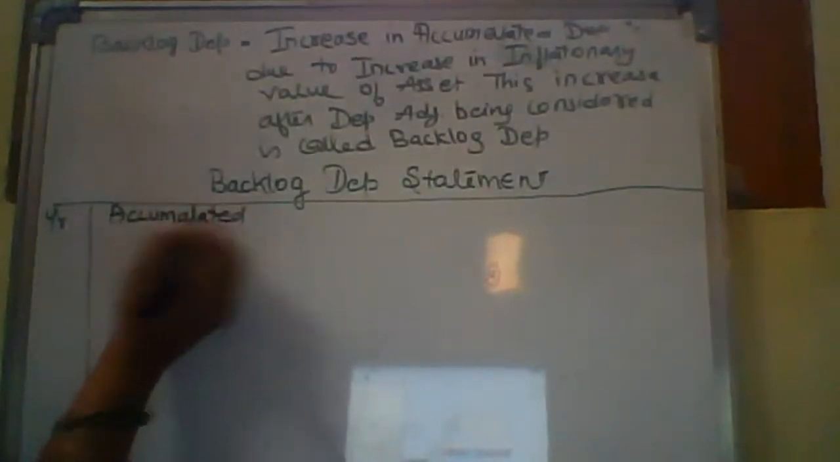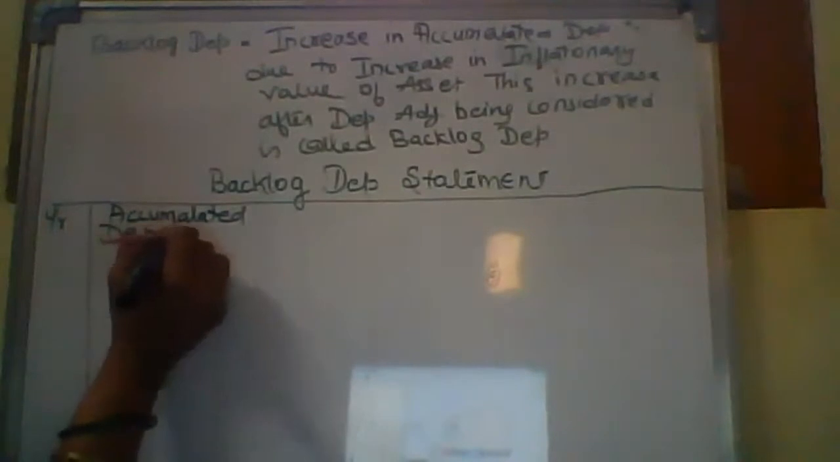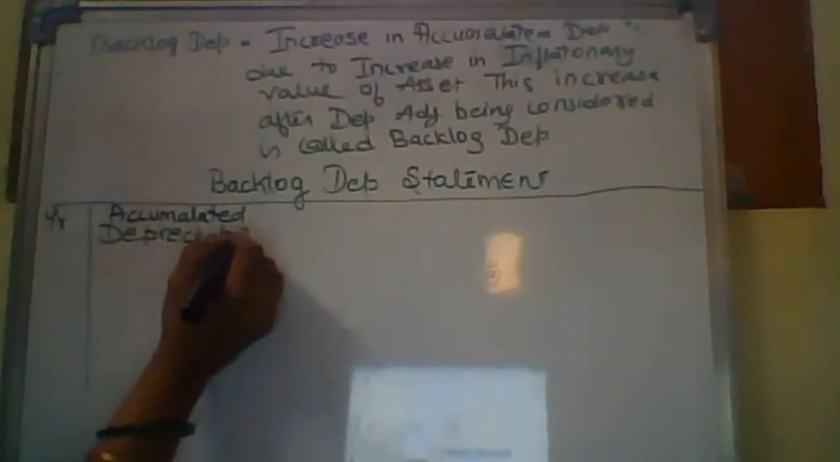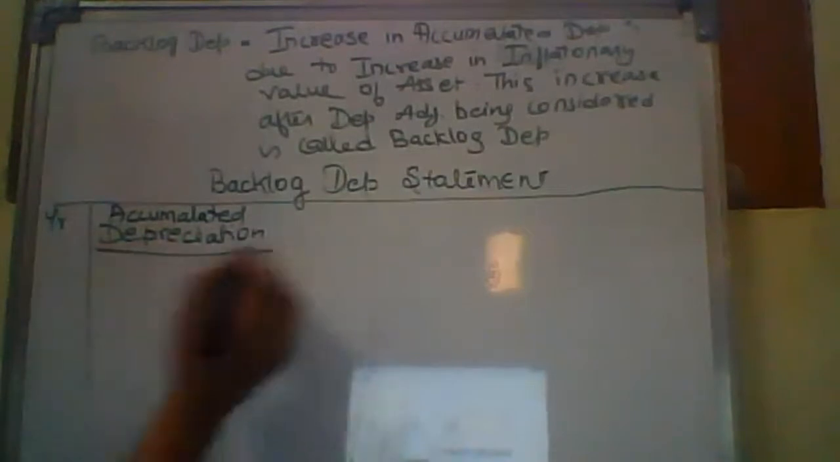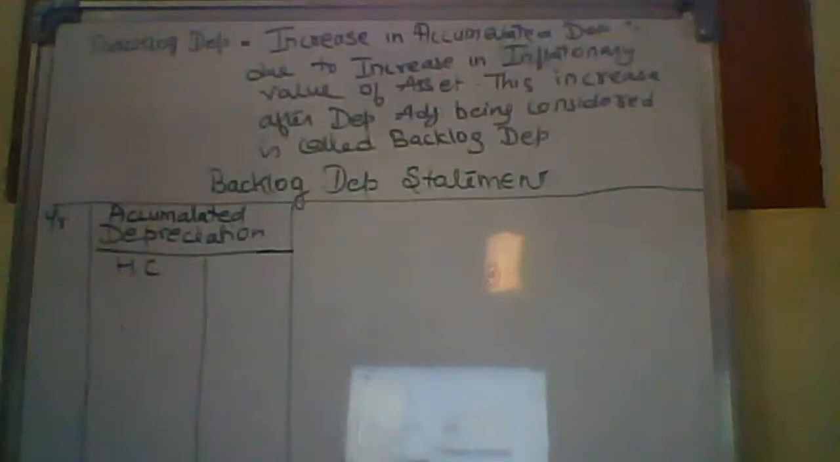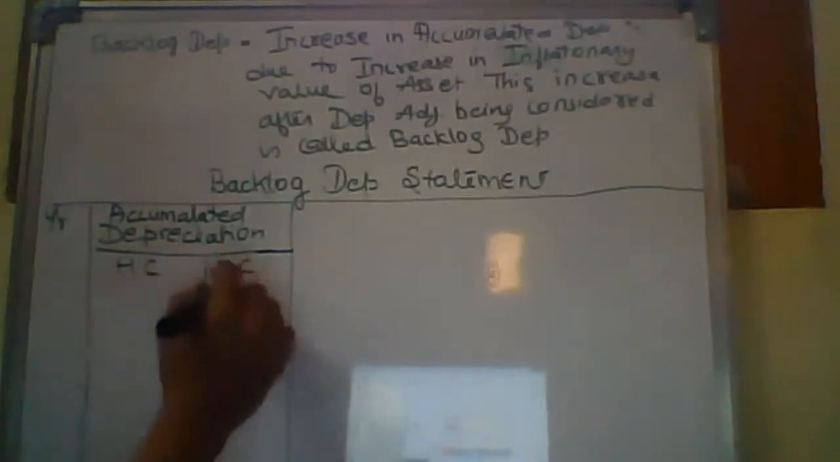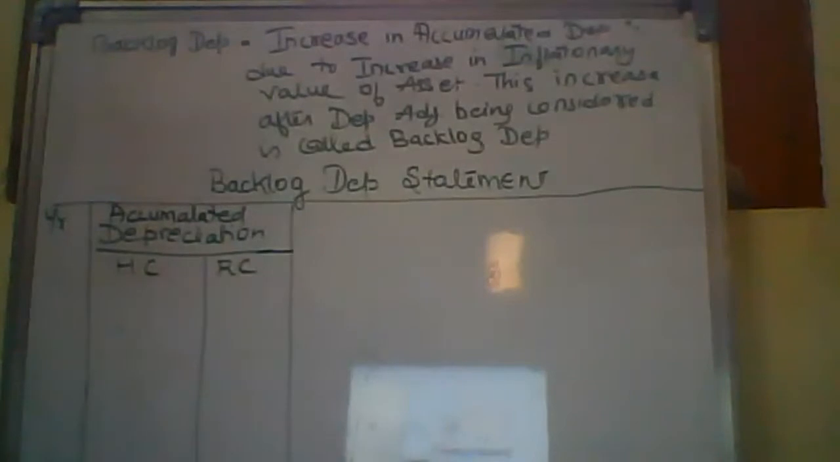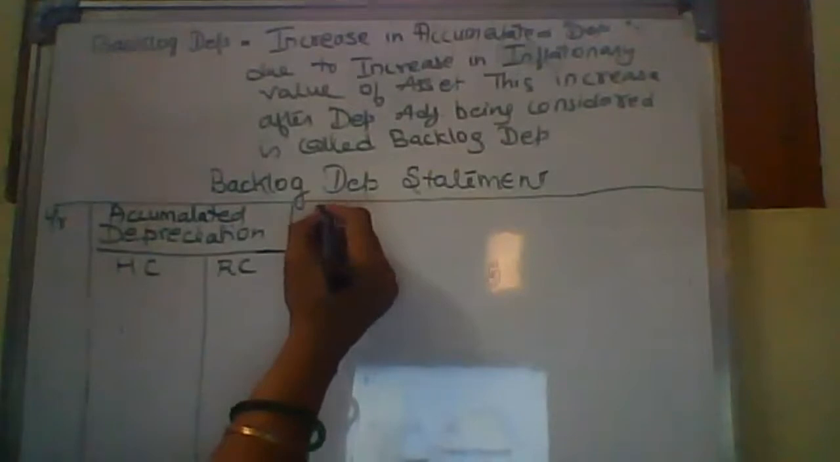Accumulated depreciation, according to historical cost and according to replacement cost. Next, after we do accumulated depreciation, then what is the difference in this depreciation of replacement cost and historical cost?